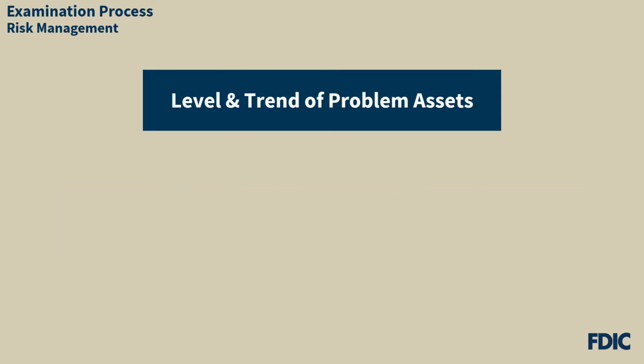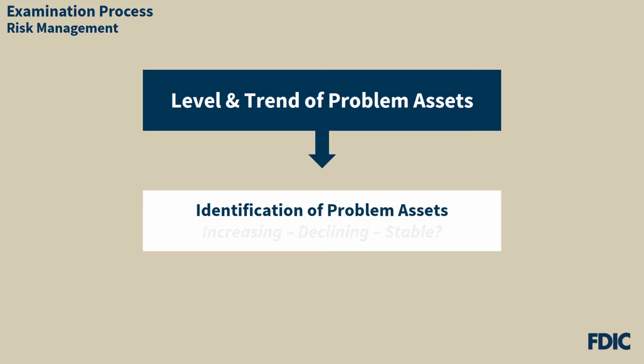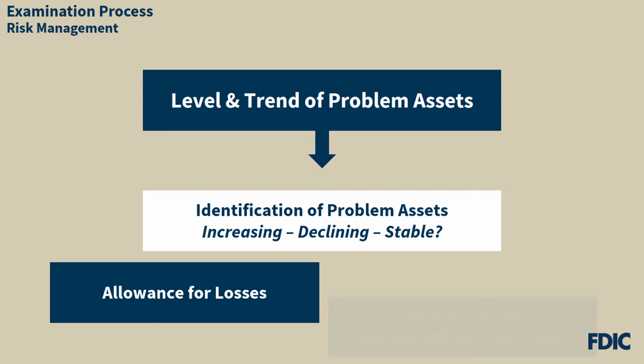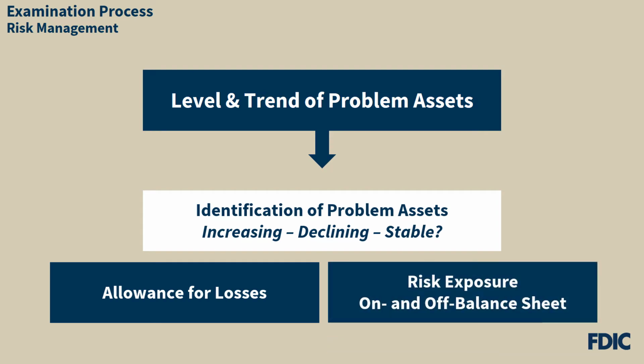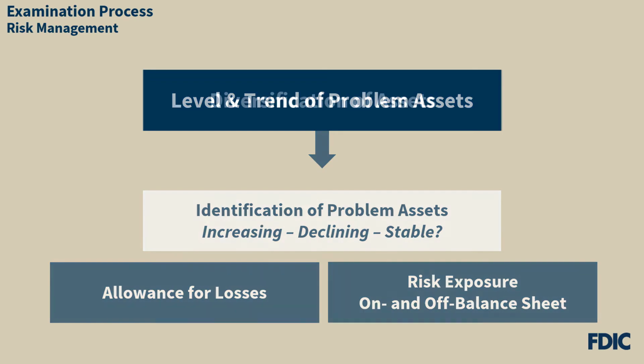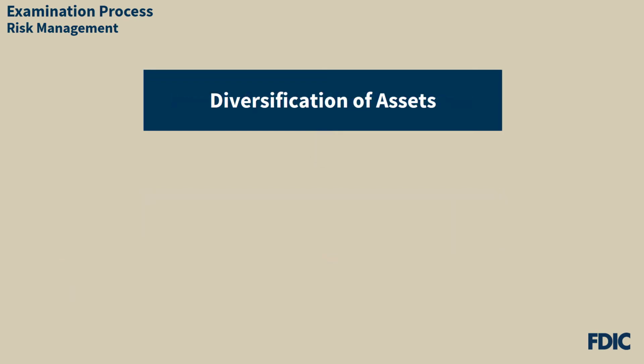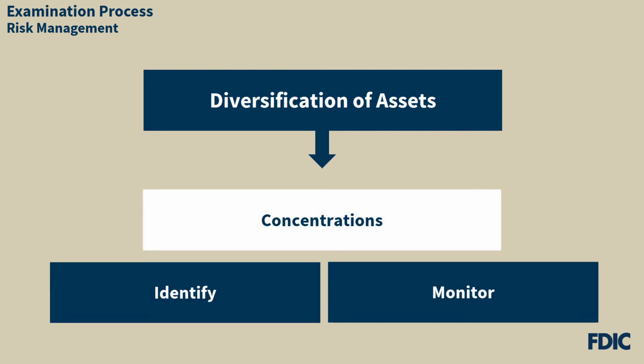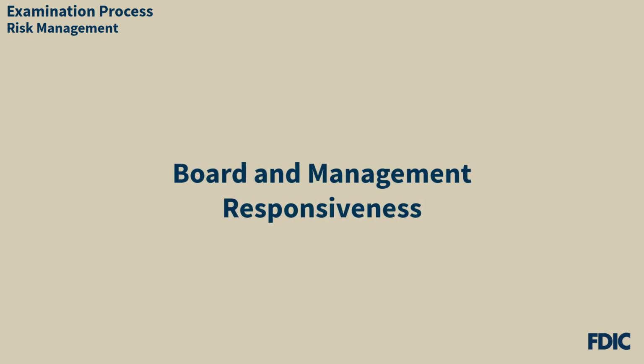Likewise, we analyze the level and trend of problem assets, including identification of problem assets. Is the level increasing, declining, or stable? And what is causing the trend? We evaluate the appropriateness of the allowance for losses and how much risk exposure is present on and off the balance sheet. We also analyze asset diversification, including the identification and monitoring of any concentrations. Finally, we consider board and management responsiveness to changes in the bank's asset quality.